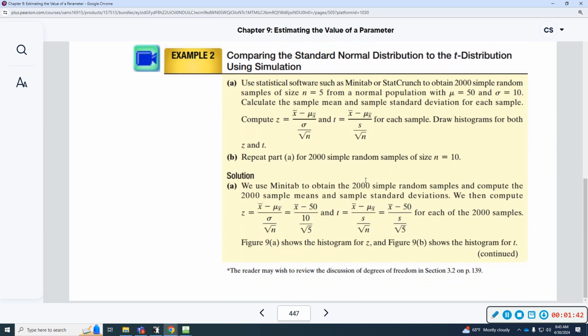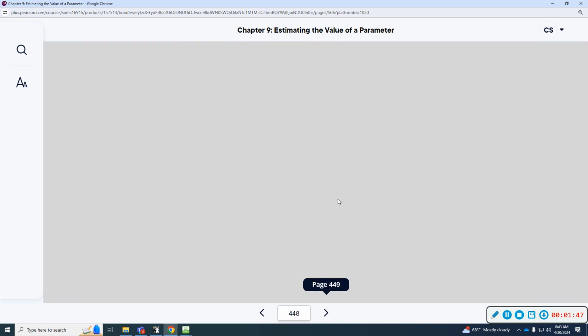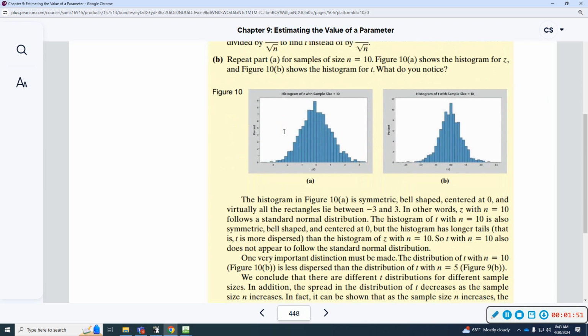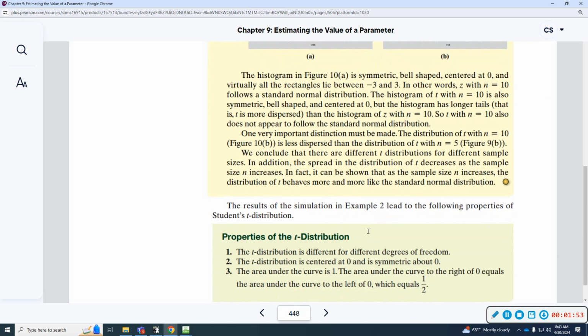So you got a little example here. I talk about Minitab or StatCrunch. StatCrunch is what I meant. It gives you some more properties about the shape of the distribution.